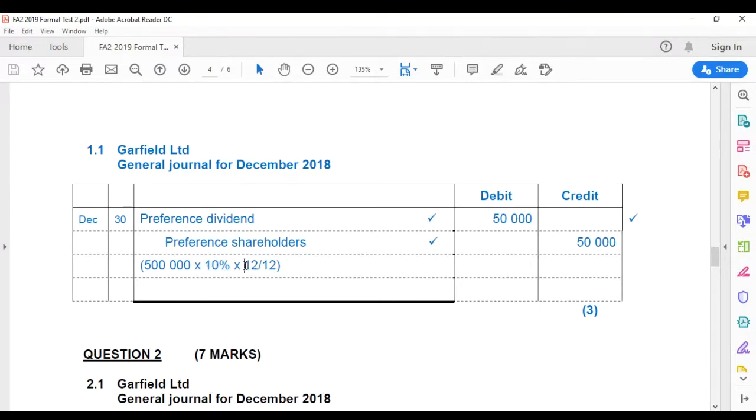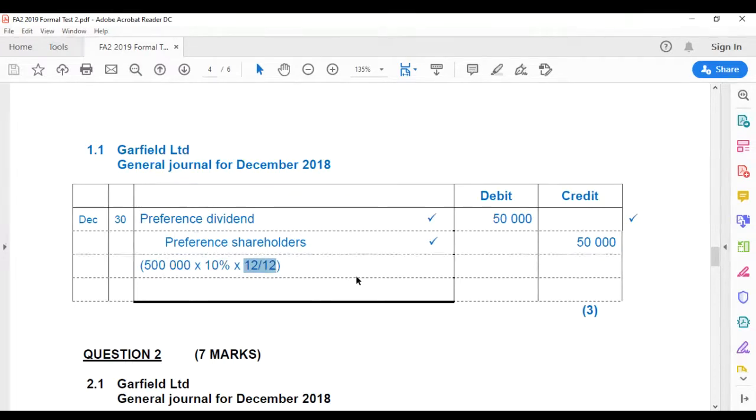And in the case of preference dividends, it works almost like interest. It's going to be a portion for that part of the year during which those shares were in issue. And we've already seen those shares were in issue throughout the year. The balance was already there on the 1st of January 2018. And we declared it right at the end of the year, the 30th of December of that same year. So it is for a full year.